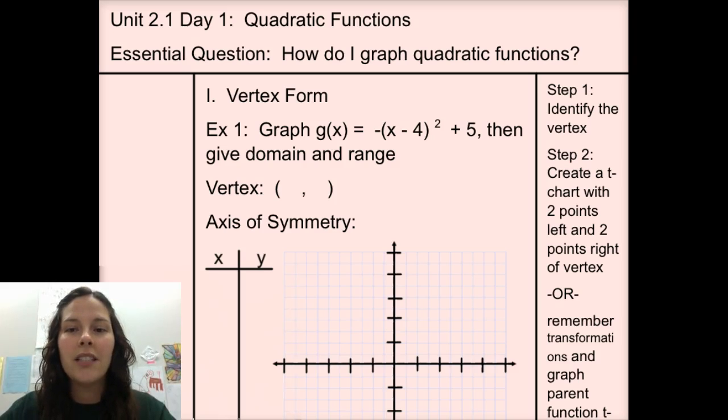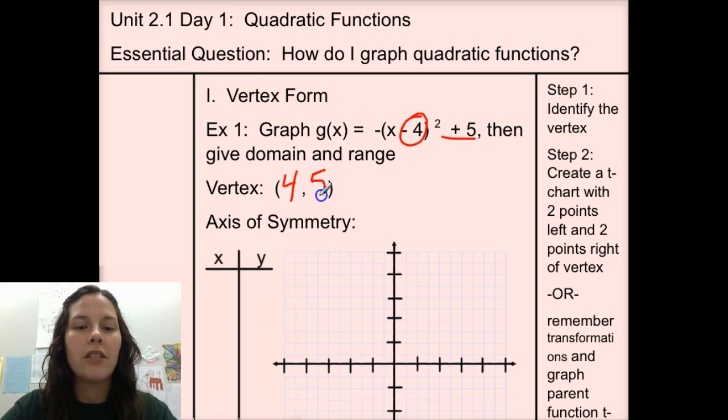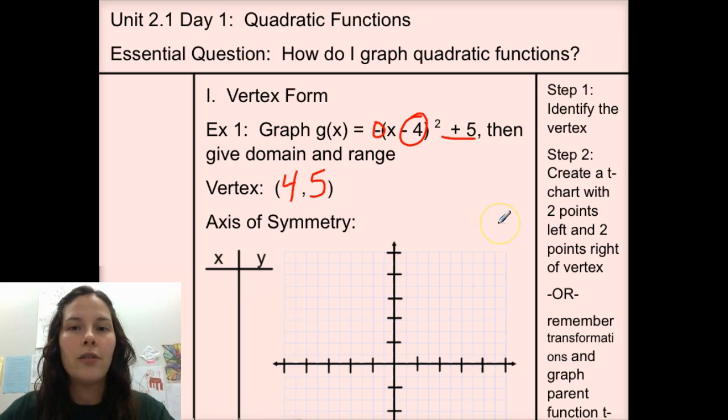So when we look at this, we can see that we have a shift right 4, so that's the x-coordinate of our vertex or critical point, and up 5, so that is the y-coordinate of our critical point or vertex. We can also recognize that this opens down. It is a vertical reflection, so make sure that your equation matches your graph.